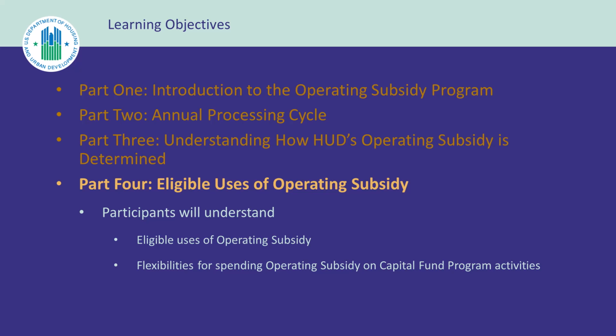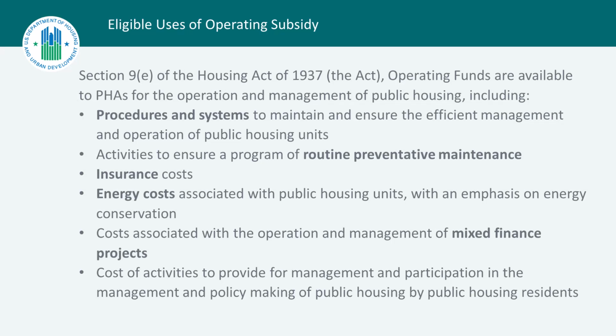We will discuss several broad eligible uses for operating funds. The Act indicates that operating funds may be spent for the operation and management of public housing, and then goes on to identify specific eligible expenses. The specifically identified eligible expenses can best be thought of as operating and management costs and other eligible costs. We will go into these eligible uses in more detail and describe which category they fall under.